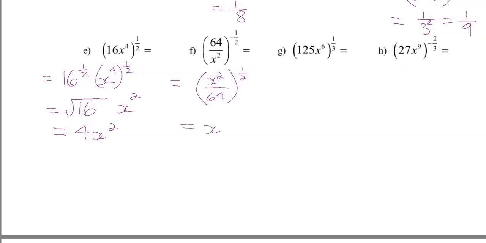Then it becomes x squared to the 1/2 over 64 to the 1/2. Power to a power, multiply: 2 times the half is 1. 64 to the half is the square root of 64, which is 8. Okay, so we end up with x over 8.